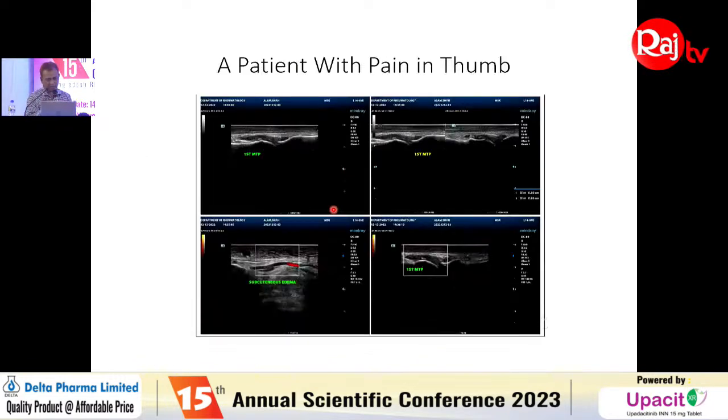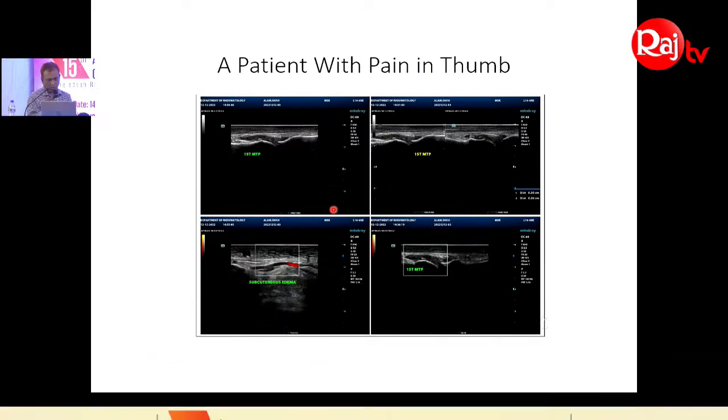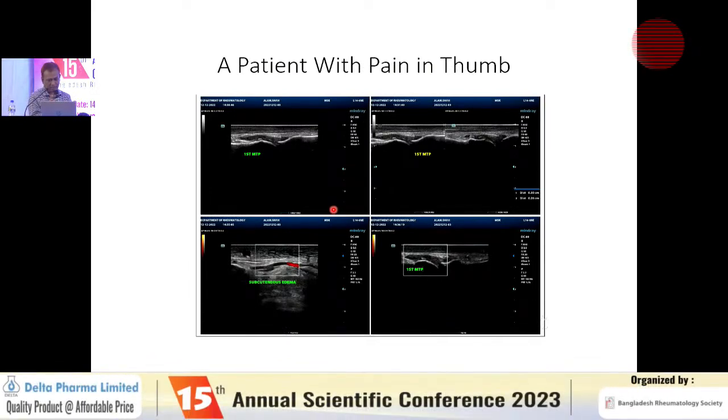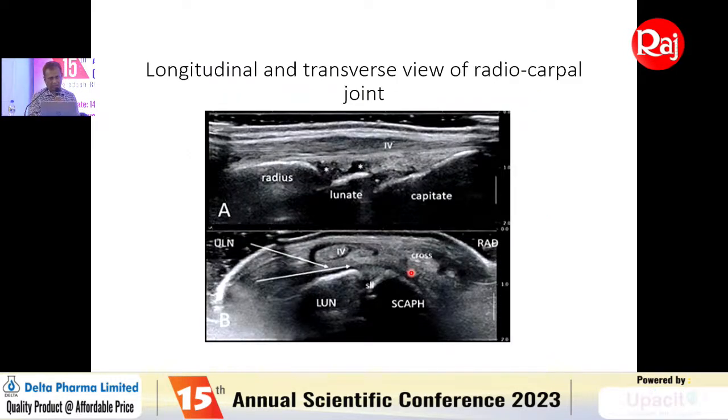Here is a patient in our department. This patient came to us with a suspicious clinical history, and we found this patient has mild synovial hypertrophy here. But look at this picture, there is subcutaneous edema, and when we put the Doppler signal, we found a grade 1 Doppler signal, and this patient has tenosynovitis as well as subcutaneous edema with MCP joint inflammatory arthritis.